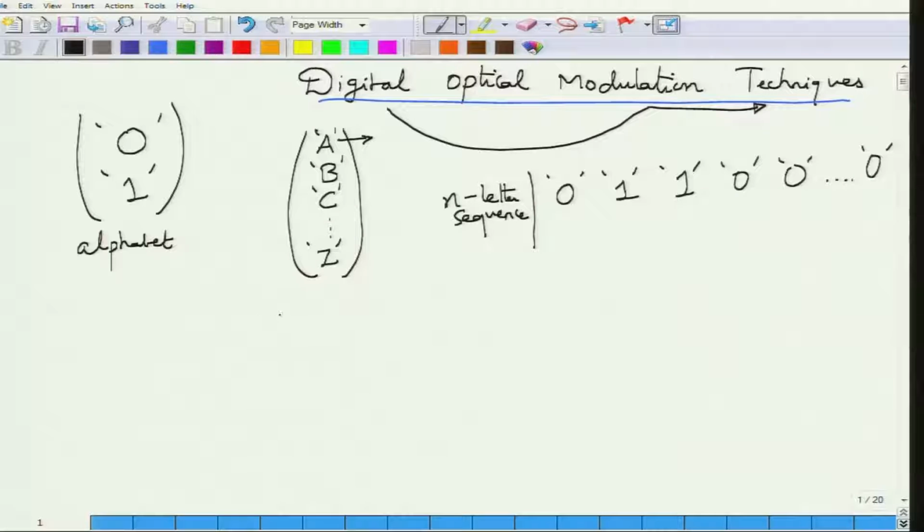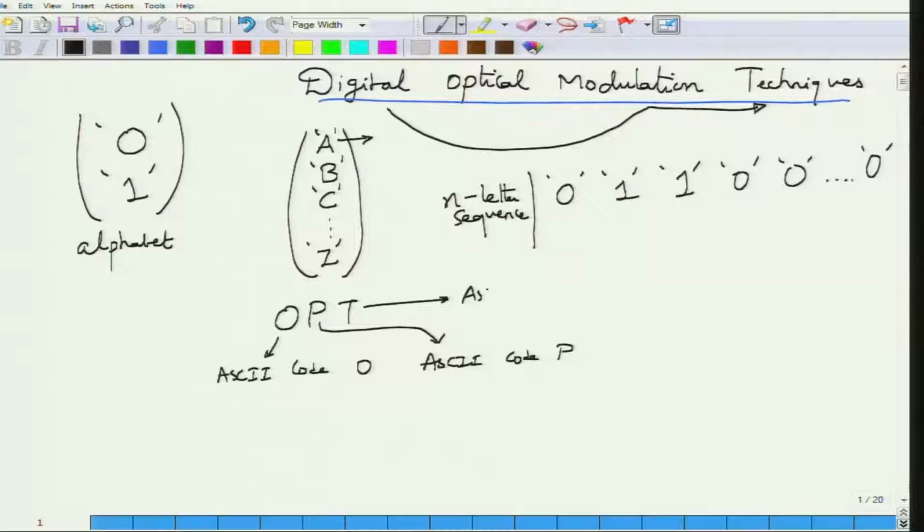So if I want to send OPT from the transmitter to the receiver, I will substitute the O with the corresponding ASCII code for O, here the corresponding ASCII code for P, and here the ASCII code for T. So I can substitute each letter, which is originally in English, by a particular sequence made up of zeros and ones. In this way I can reduce any information that I want to transmit into a sequence of binary symbols. These are the binary letters.